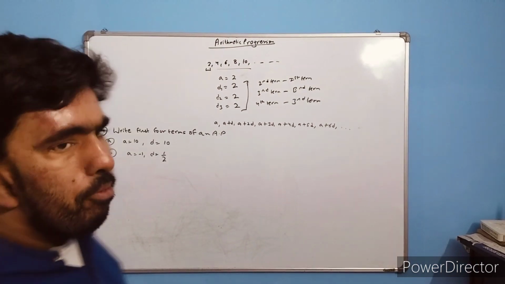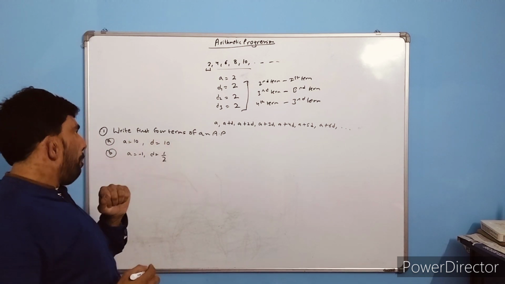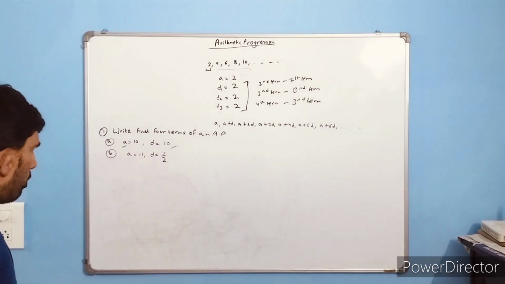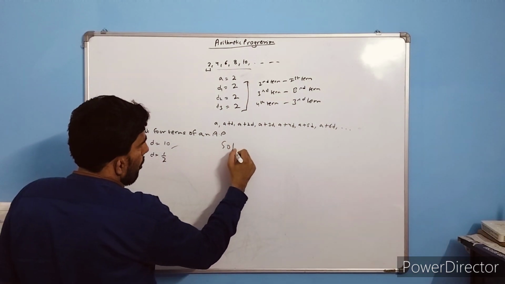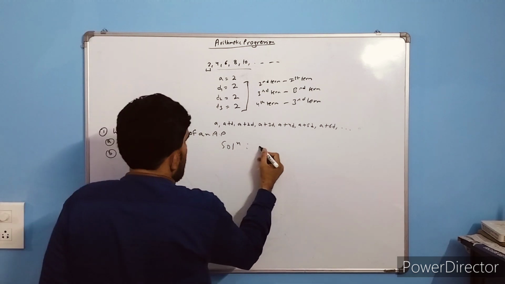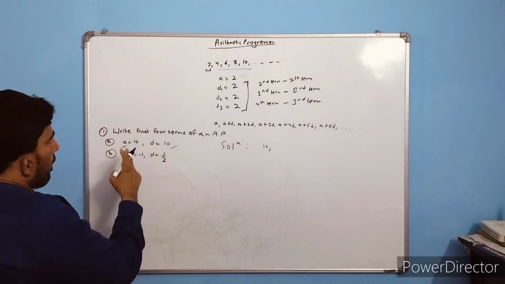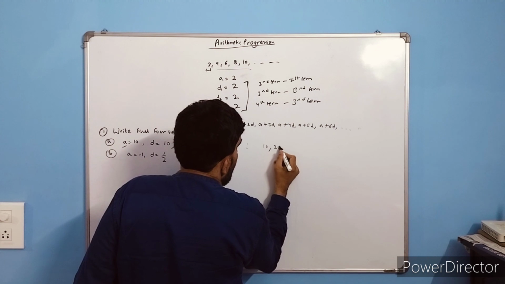Now we have one question here: write the first 4 terms of an AP if the first term is given and the common difference is given. So we'll try to solve this numerical here. They have given A as 10 and D as 10. So what will be the second term? A plus D. We have 10, so 10 plus 10, 20.